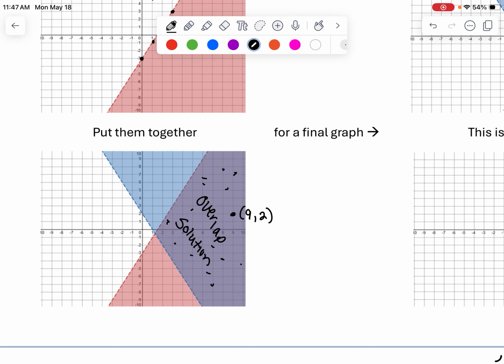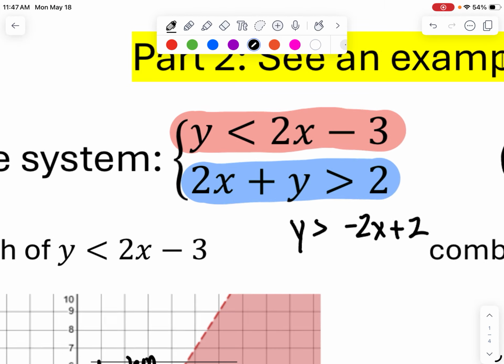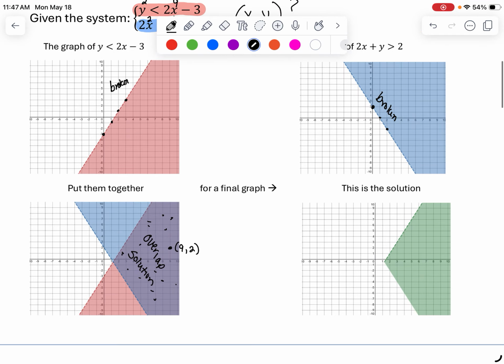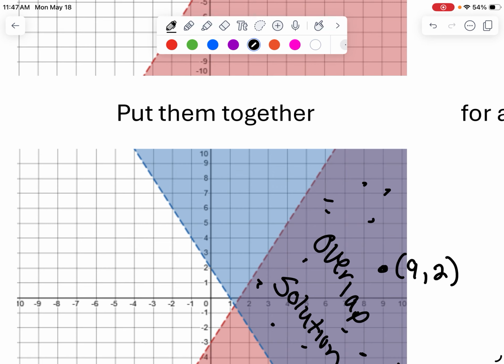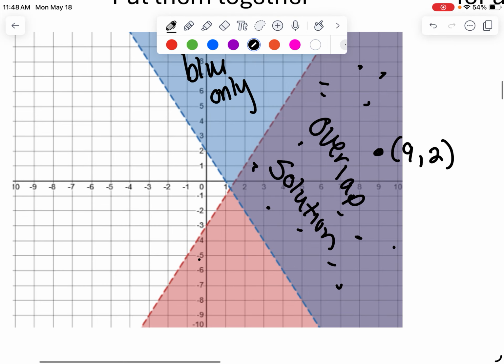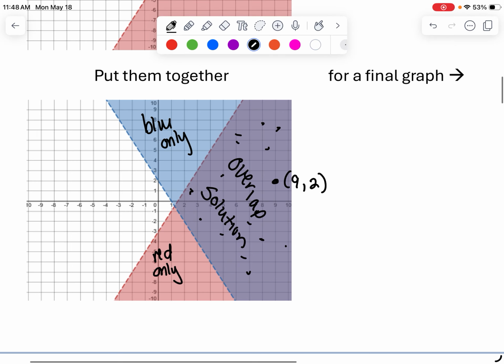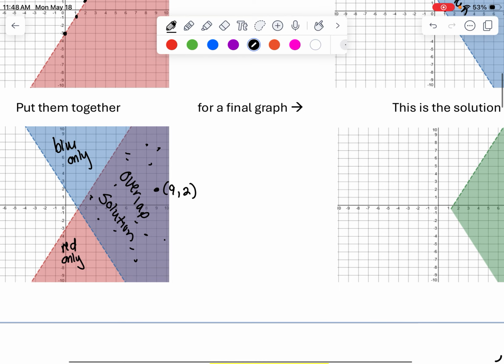Okay, and what it means to be a solution is that anything inside of there will substitute back into these. You can do 9 and 2, 9 and 2, and you could get a true statement on both of them. Anything in the blue area will only make the second equation true. So this is for the blue only, the second equation only. And the red one is for the red equation only. This purple area, any point inside of there satisfies both inequalities.